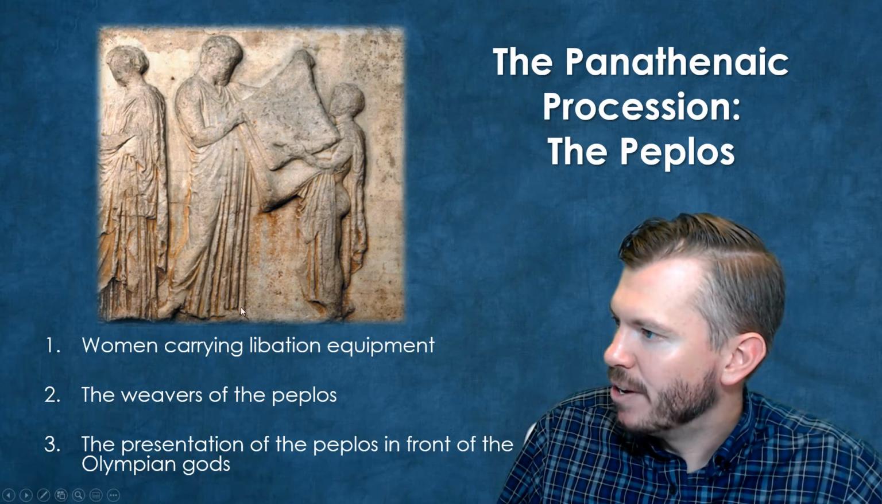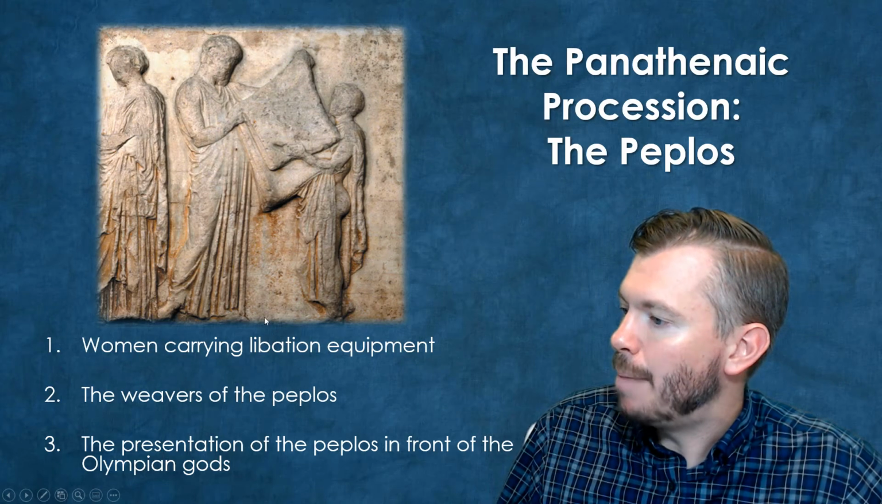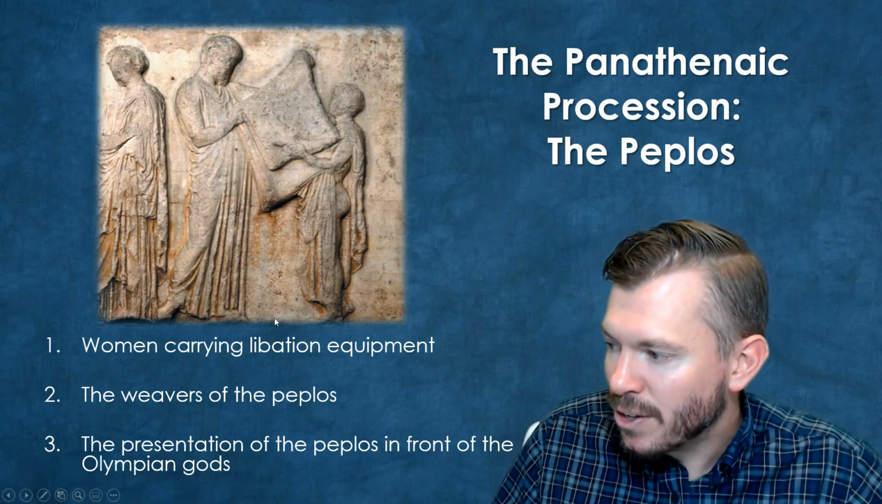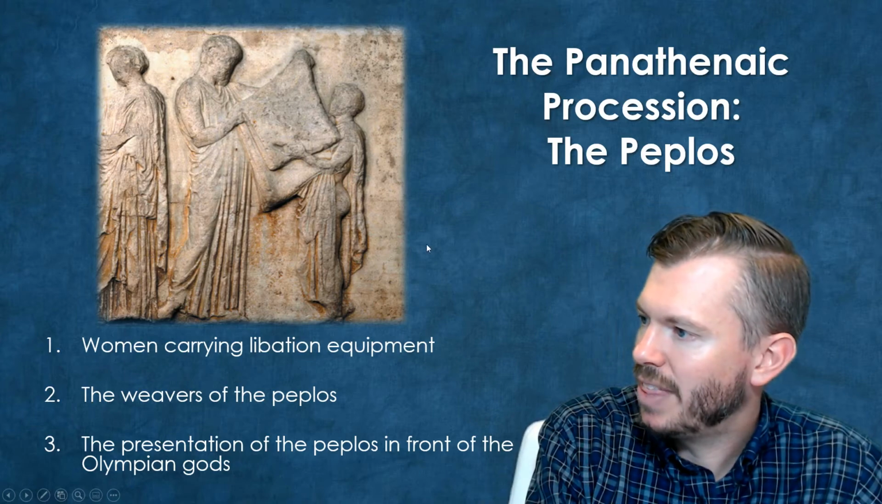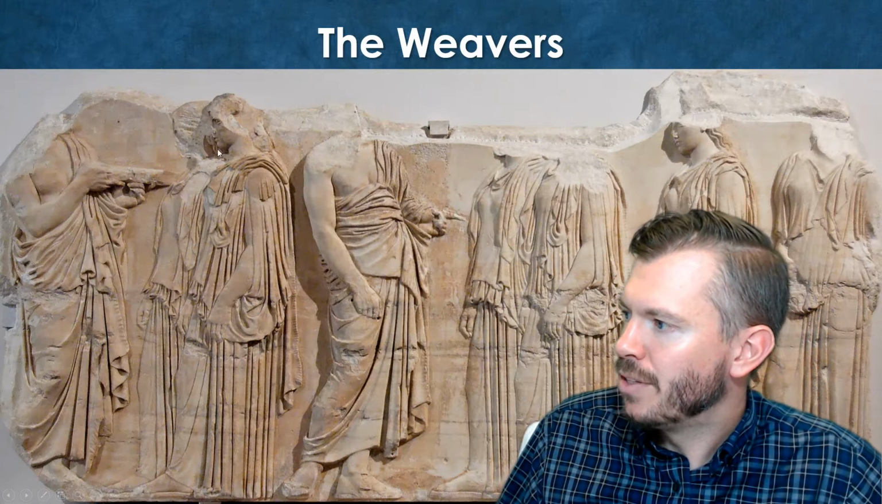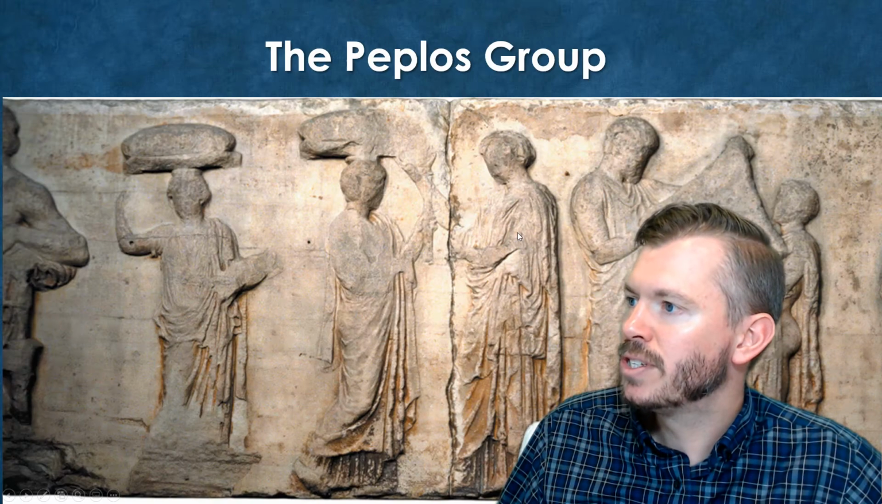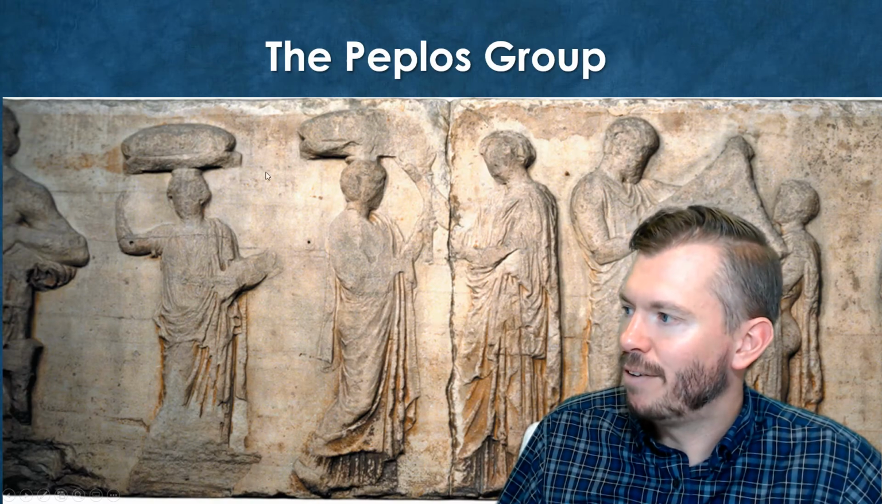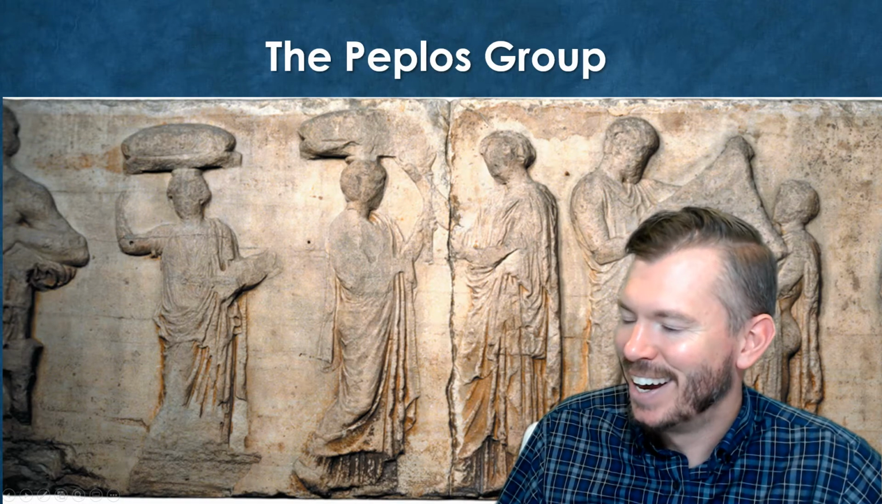And so what you have here is women carrying libation equipment, then the weavers, and then the presentation. And what that looks like, right, so we've got the weavers here, the women who would have been weaving the peplos. We've got the peplos itself being carried on somebody's head here and then folded up for the goddess.